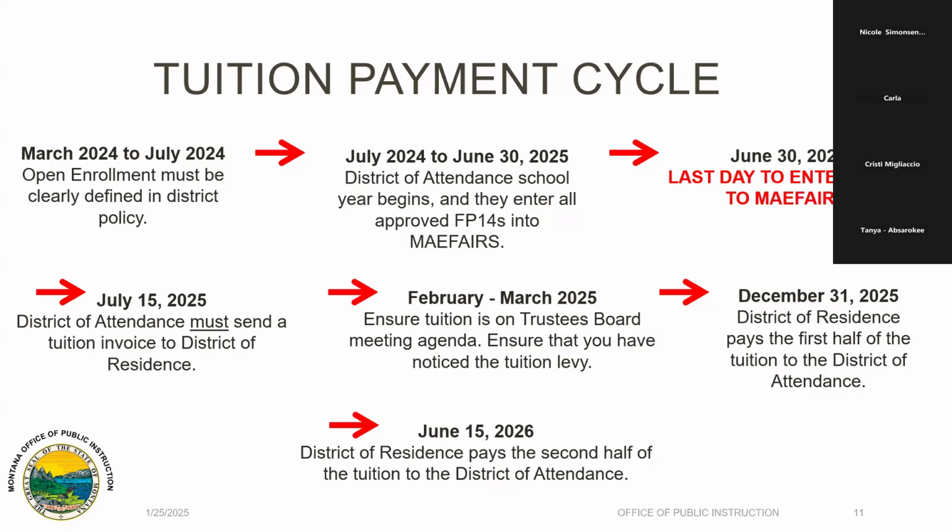December 31st of 2025, the district of residence pays the first half of the tuition to the district of attendance. So we're not even there yet for this year. You don't have to pay that first payment until December 31st of 2025. This allows you time to levy that amount and get that first part of that levy in.